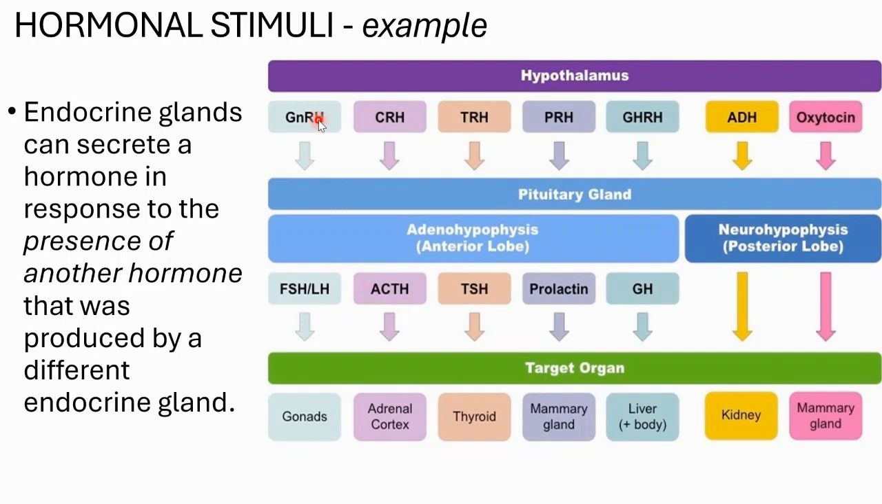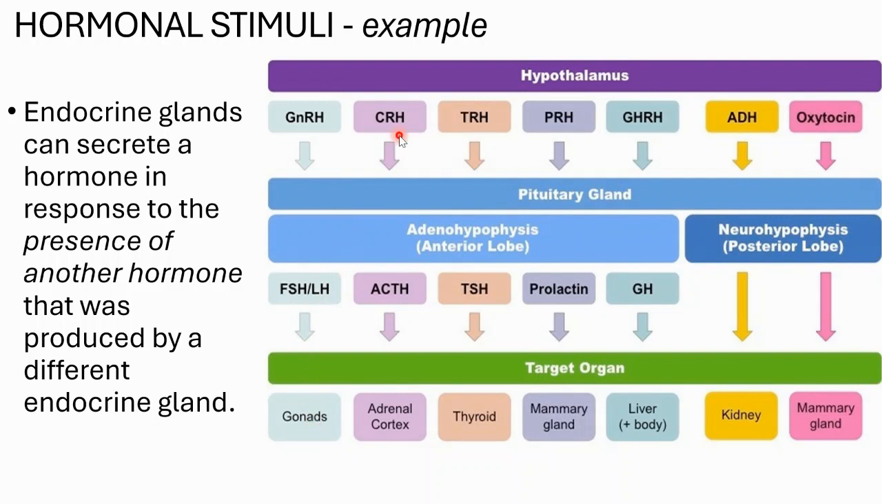So when gonadotropin releasing hormone comes from the hypothalamus and targets the anterior lobe of the pituitary, it will then cause the release of follicle stimulating hormone and luteinizing hormone to be secreted, which will then target the gonads, ovaries, and testes.